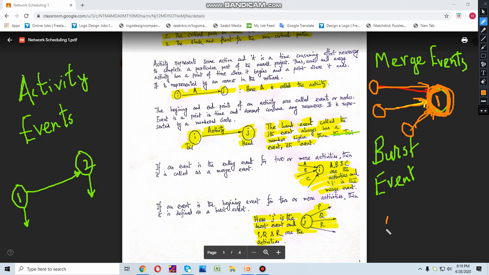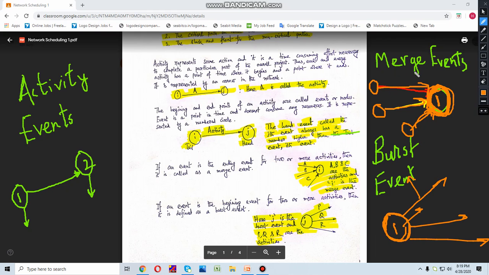Similarly, suppose this is an event from which three different activities are being generated. This will be called a burst event. That means in case of burst events, this will be the starting point of different activities. The burst event will be the starting event for different other activities, whereas in the case of merge events, it will be the ending event.